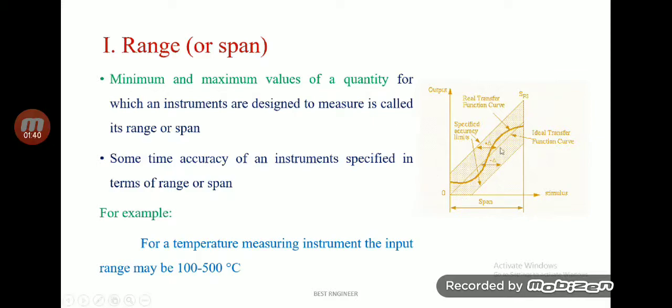Let me show this picture. This is the span of the instrument, and these two are the accuracy limits, lower limit and upper limit. This one is a real function curve. The values go this way.